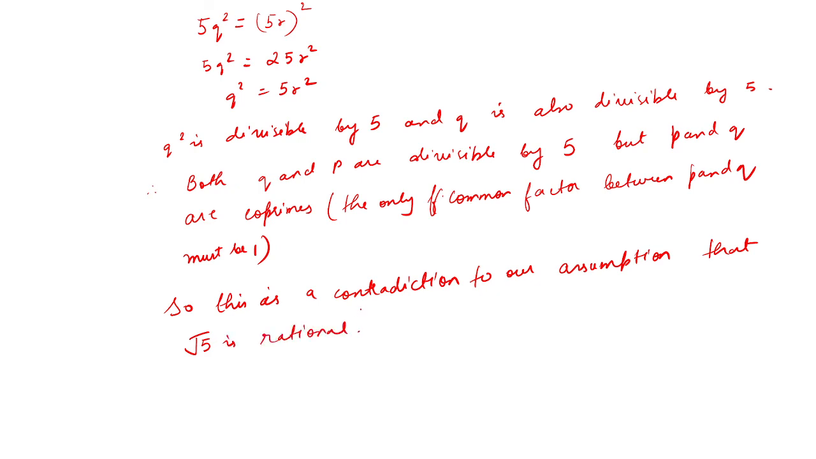Since we are getting a contradiction, we got it because we took the assumption that root 5 is rational. So since it's a contradiction, root 5 must be an irrational number. Clear? All right.